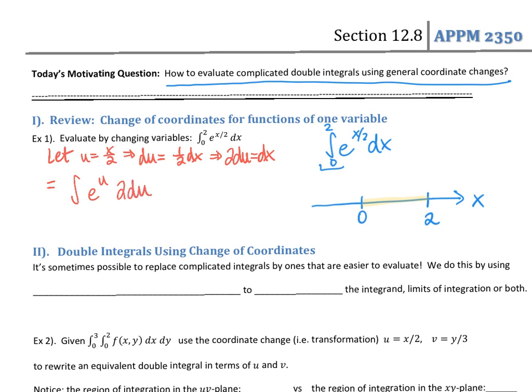And then let's look at my bounds. So my lower bound is going to start, u is x over 2. If x is 0, it's going to start when u is 0. And my upper bound is going to end when u is 1. Okay, so notice this new region of integration when I've done this change of variables. Now I'm integrating in u space, and I'm integrating from 0, but just to 1 now.